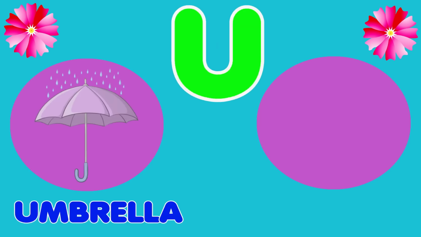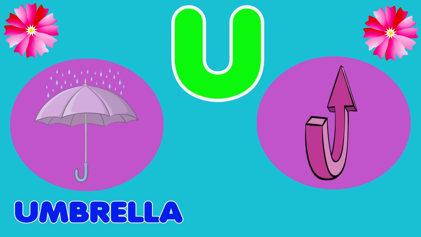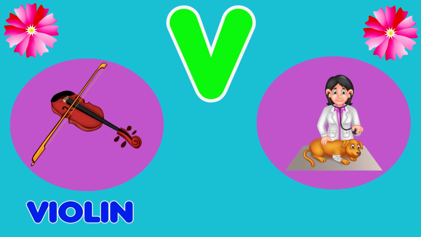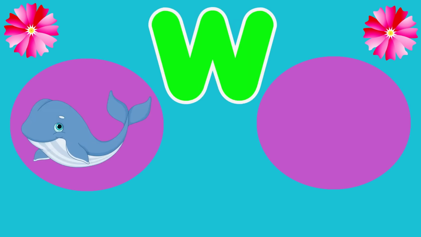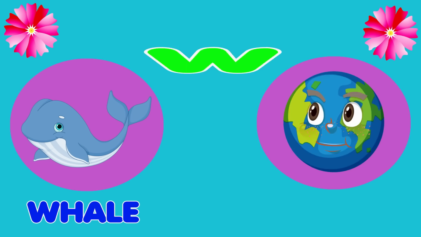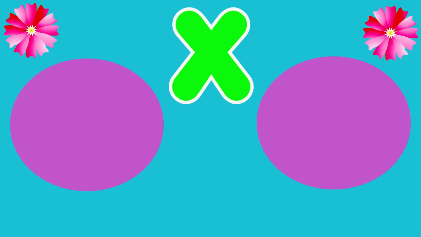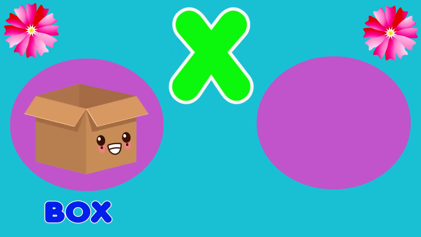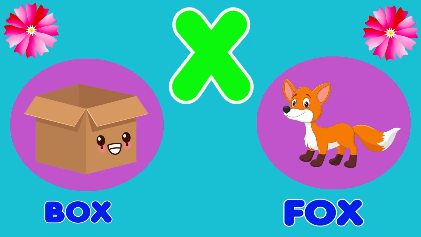U is for umbrella. U is for up. V is for violin. V is for vet. W is for whale. W is for world. X is for box. X is for fox.